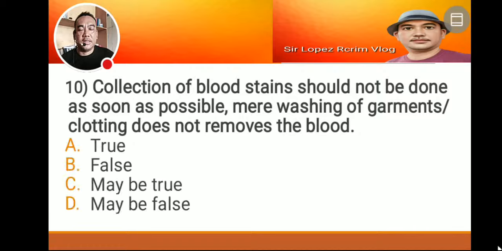Is it letter A, true? Letter B, false. Letter C, maybe true. Letter D, maybe false. Collection of blood should not be done as soon as possible. Mere washing of garments, clothing does not remove the blood. A, true. B, false. C, maybe true. Or letter D, maybe false.